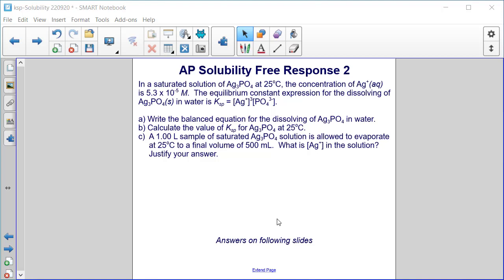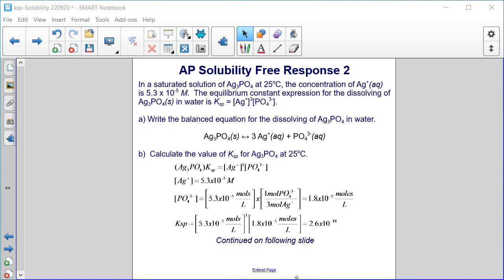What is the silver ion concentration in the solution? Justify your answer. Part A asks us to write the balanced equation for the dissolving of silver phosphate in water. So if we have silver phosphate solid in water, we have an equilibrium that exists between the silver ions in solution and the phosphate ions in solution. Keep in mind that there are 3 Ag+ ions for every 1 phosphate 3- ion.